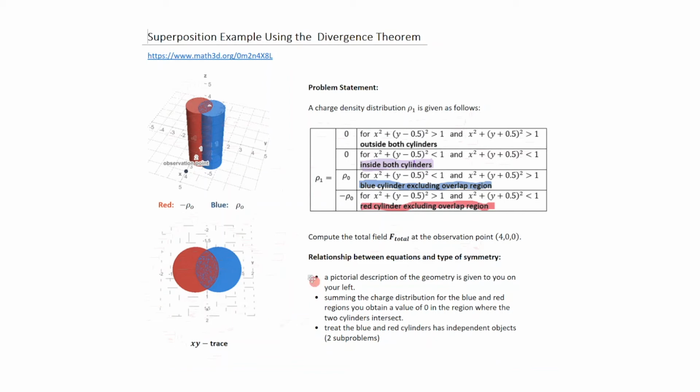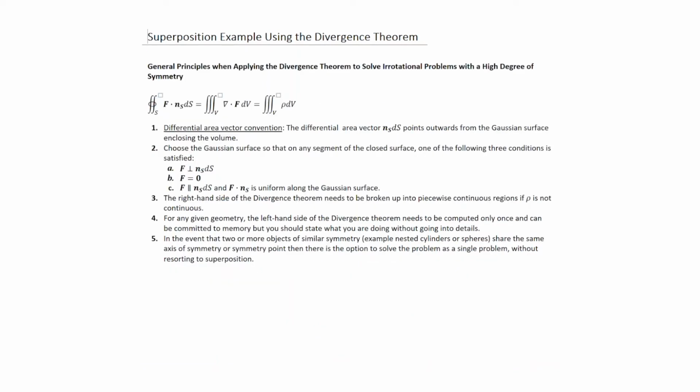So again, just a summary, a pictorial description of the geometry is given to you on your left. Summing the charge distribution for the blue and red regions, you obtain a value of 0 in the region where the two cylinders intersect. And you treat the blue and red cylinders as independent objects. So you end up with two sub-problems. You have to compute the field for two separate cylinders. All right, so this is just a summary of things that we already know, but I like to remind people these are things we're going to have to do.